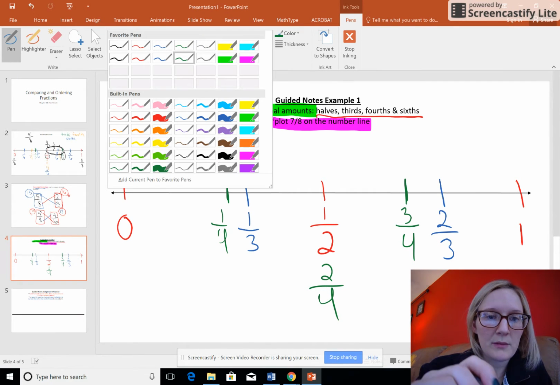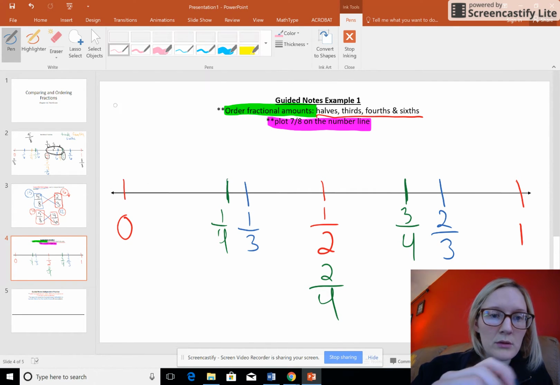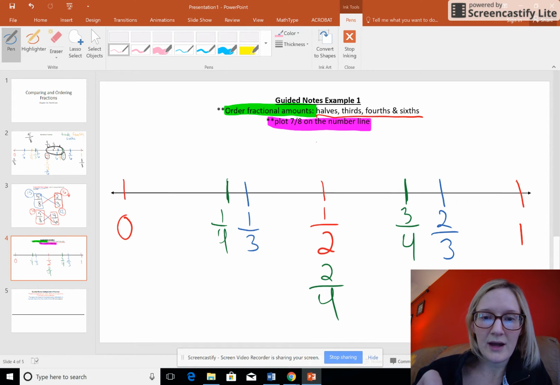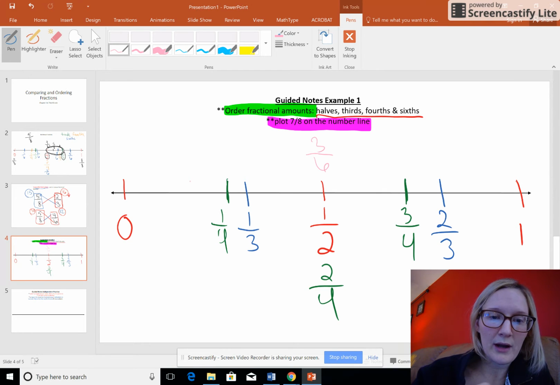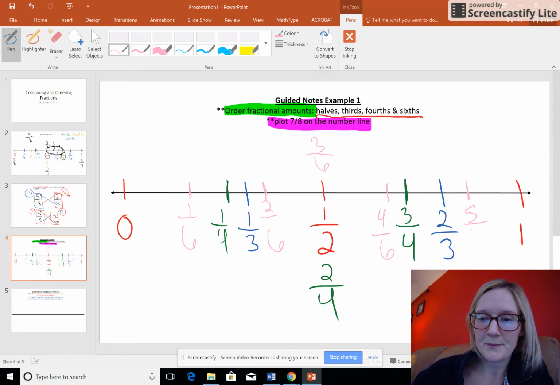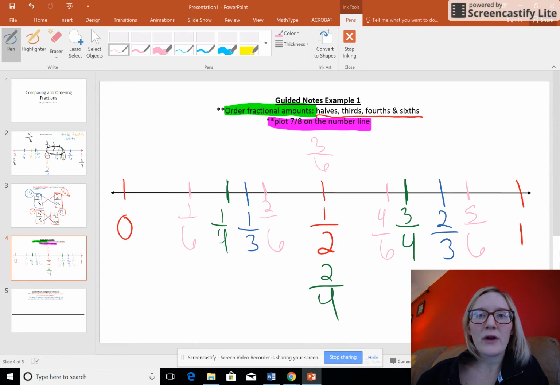Last fractional amount that I'm going to label are my sixths. So again, I know 3/6 is going to go at the halfway point. Half of 6 is 3. That will help me then break out my halves into 3 equal parts. 1/6, 2/6, 3/6, 4/6, 5/6. Okay, so I ordered my fractional amounts: halves, thirds, fourths, and sixths.